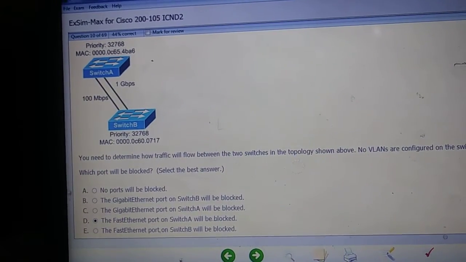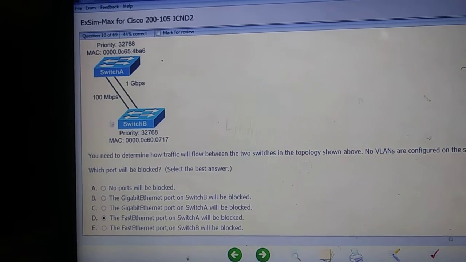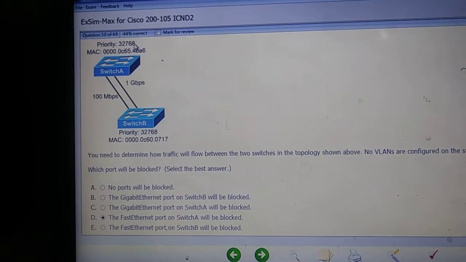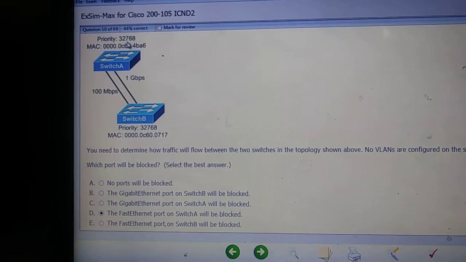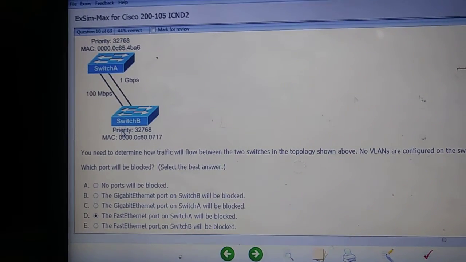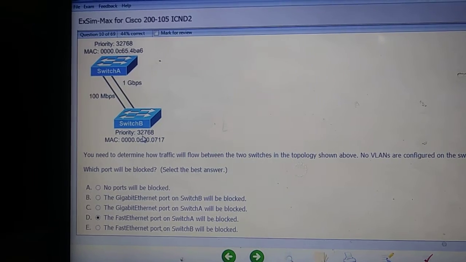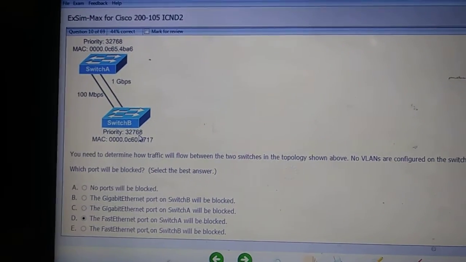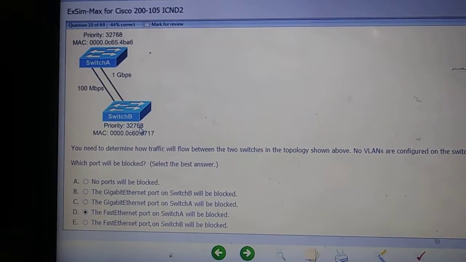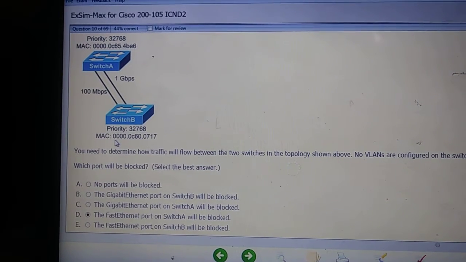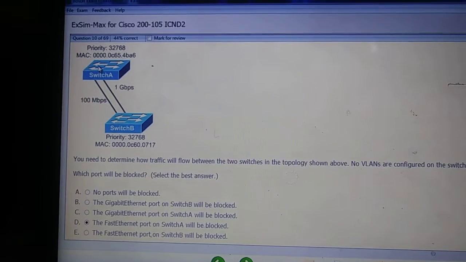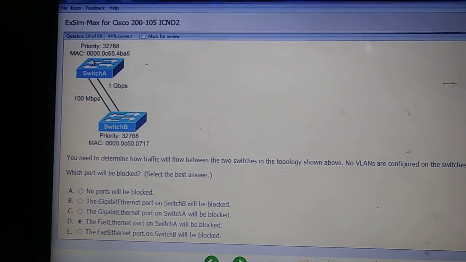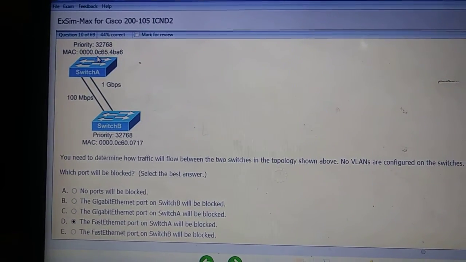So, the first thing you do is look at the priorities. This switch has a default priority of 32,768. This switch has a default priority of 32,768. So what is the rule? When the priorities are tied, you then go to the MAC addresses. You look at the MAC addresses from left to right, and you determine the switch with the lowest MAC address.